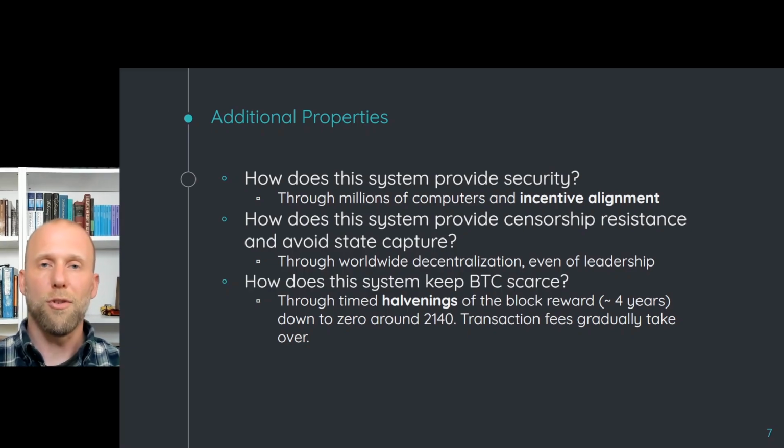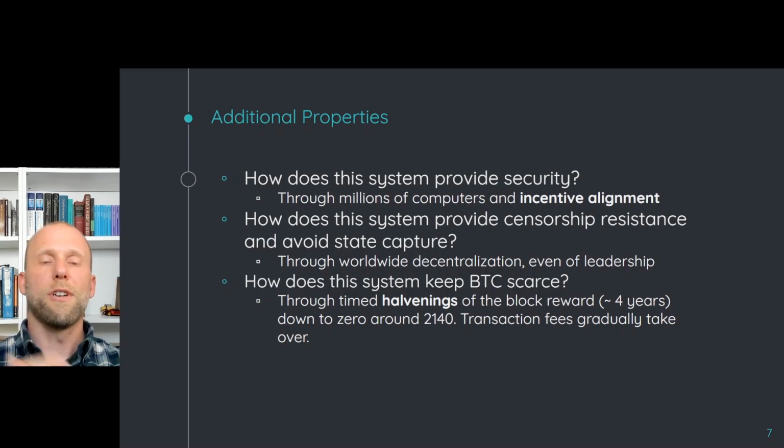So every 4 years or so, the amount of the block reward is cut in half. When Bitcoin first started in 2009, block reward was 50 Bitcoin. And then it went down to 25, and then 12 and a half, and then 6 and a quarter. 3.125 Bitcoin is now the block reward. So that's going to keep getting cut in half all the way down until 2140. Okay. So at that point, or progressively as we go along, transaction fees have to take over.